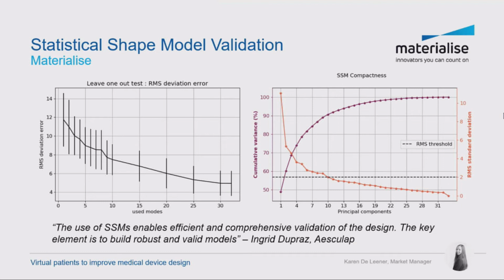And then the second one, the compactness, shows the relevance of each mode. If the SSM is very compact, then it can describe the geometrical variation in the patient population in just a few modes, and hence you don't need to use all the modes. And at the bottom of the slide, you see a nice quote from Ingrid Duprat from iSchoolab on the creation, validation, and also the use of SSM for a total knee implant design.